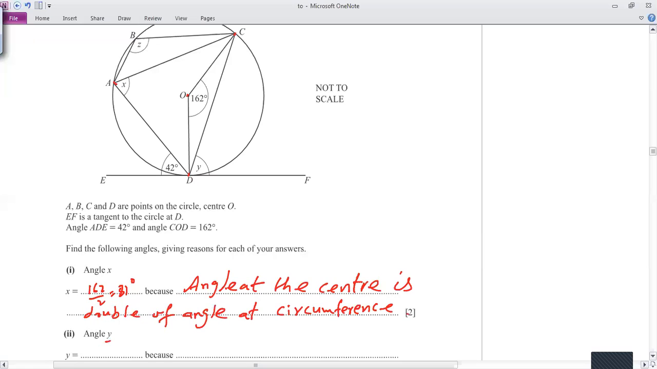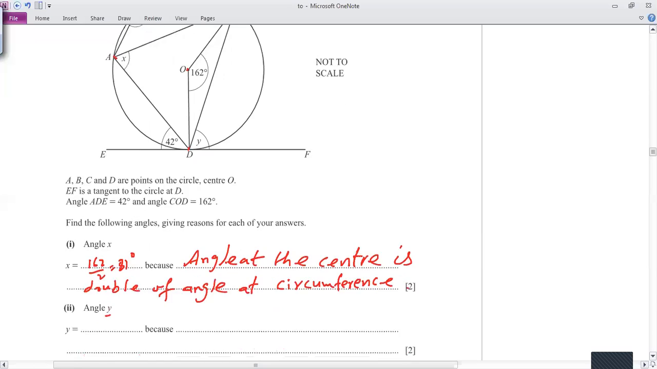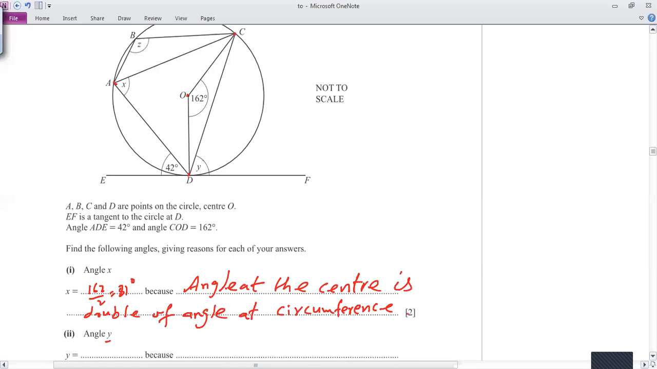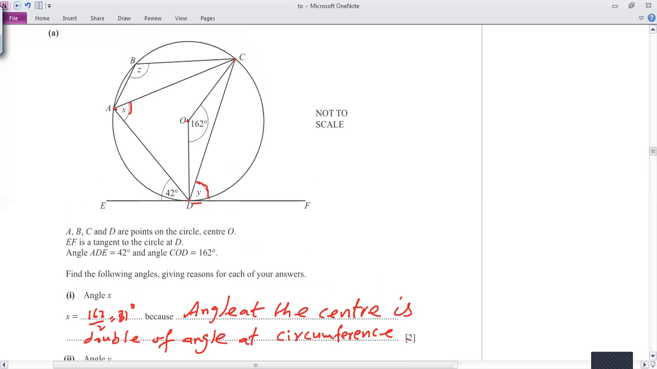Now what about angle Y? Where is angle Y? Yes, it is here. So very simple, alternate segment theorem. Look, the chord is making an angle with the tangent, so it should be equal to the angle in the opposite segment. It should be equal to this one, because the same chord is making an angle at the circumference, x, and this chord is making an angle with the tangent. That is the alternate segment theorem.